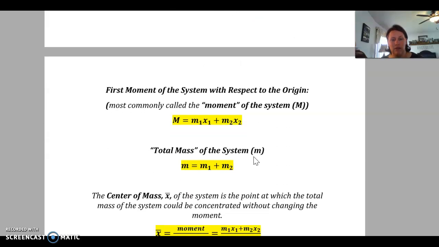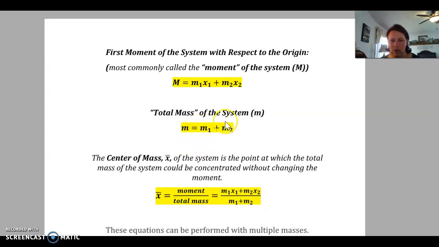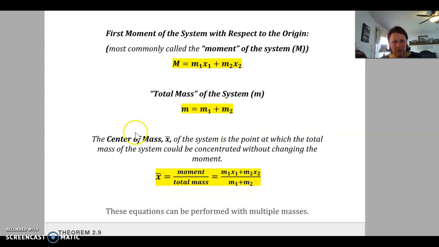All right, so here's all of our equations written mathematically. So the moment of a system is what we most commonly refer to as a moment. That's going to be represented by a capital M. So our moment is equal to the sum of the masses times the distances. The total mass of the system is going to be denoted by a lowercase m, and is just like it says, the total mass, so out of all of the masses. Then the center of mass is identified by x bar. So the center of mass of the system is the point at which the total mass of the system could be concentrated without changing the moment.